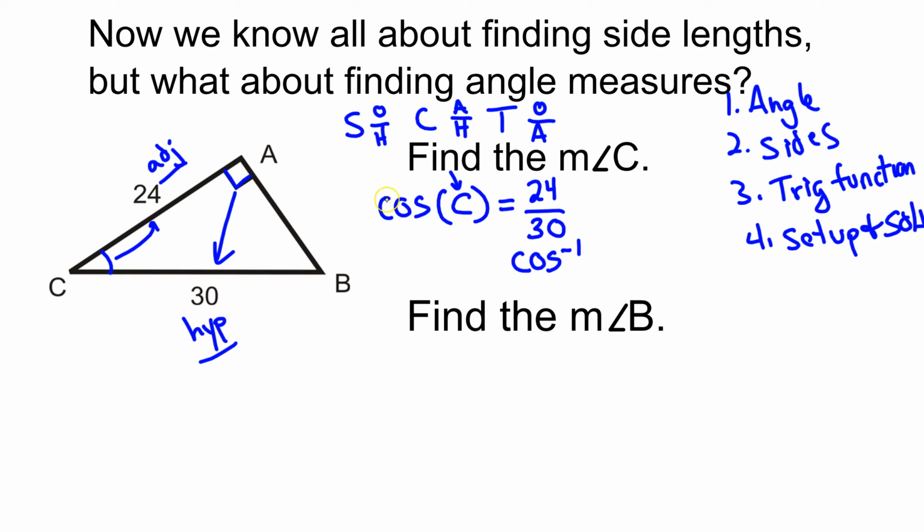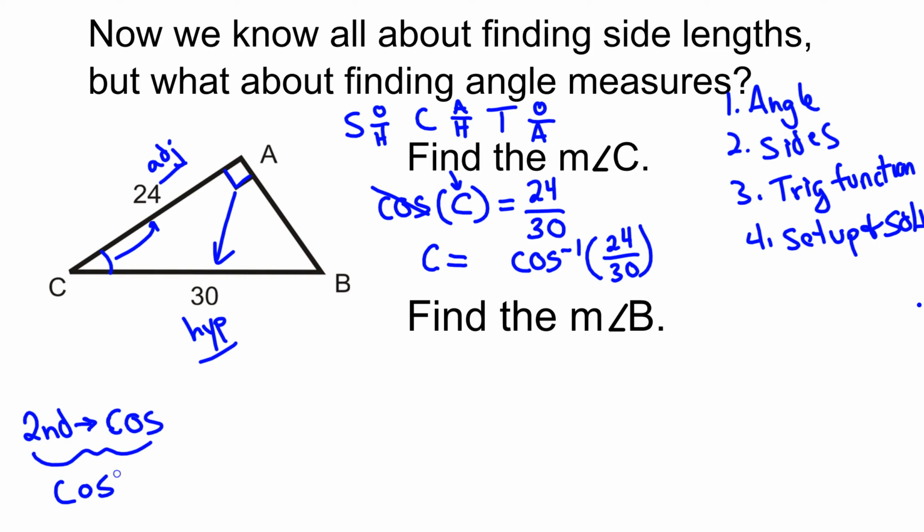What this does is cancel out our cosine, and on this side we're going to be left with a C. Since we did inverse cosine to get rid of that cosine on this side, we do the inverse cosine on the other side too. We put this fraction inside the parentheses after the inverse cosine. On your calculator, if you look at the cosine button, directly above it you'll see cosine inverse. You get that by pressing the second button and then pressing your cosine button.